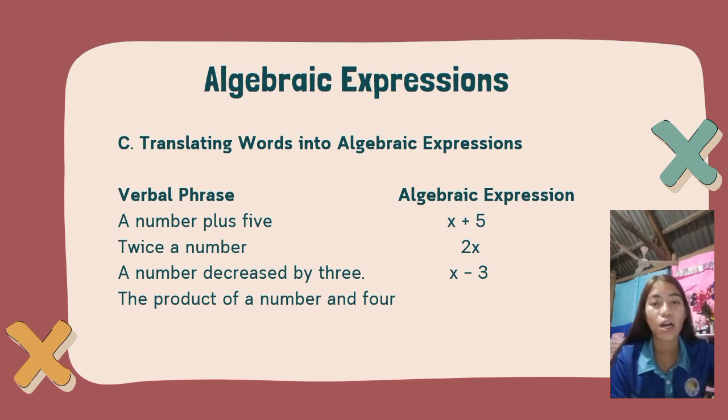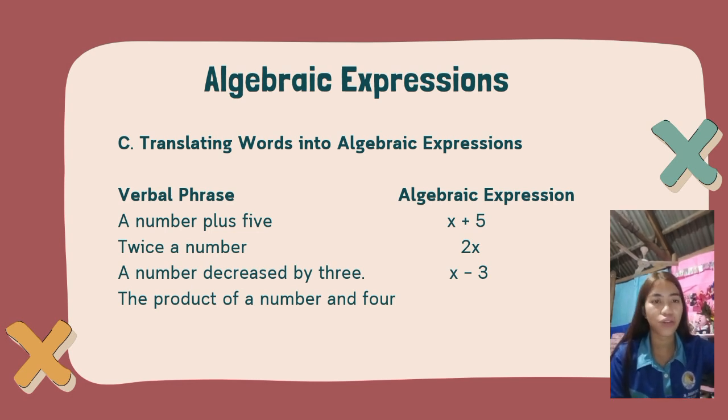The second one is twice a number. What do you mean by twice? Yes, twice means double. So it means 2. So 2 times a number. A number means a variable. It is unknown, so we are going to put x there. So twice a number means 2x.